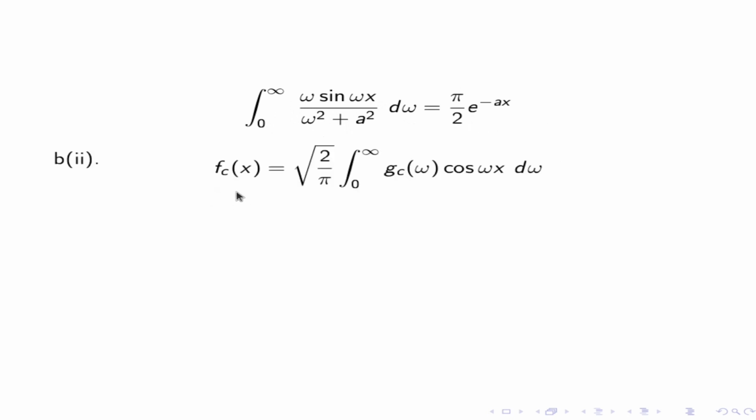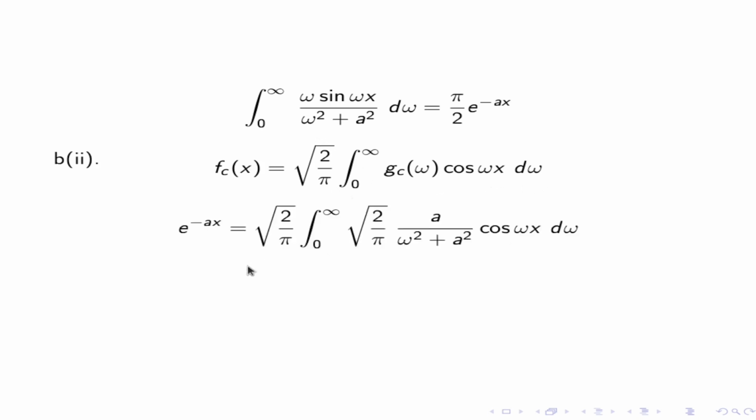Now for the cosine, f_c(x) is equal to square root of 2 by pi integral 0 to infinity g_c(omega) cos omega x d omega, that is e raised to minus ax is equal to square root of 2 by pi integral 0 to infinity g_c(omega), which is square root of 2 by pi a by omega square plus a square, cos omega x d omega. From that, integral 0 to infinity cos omega x by omega square plus a square d omega is equal to pi by 2a e raised to minus ax.